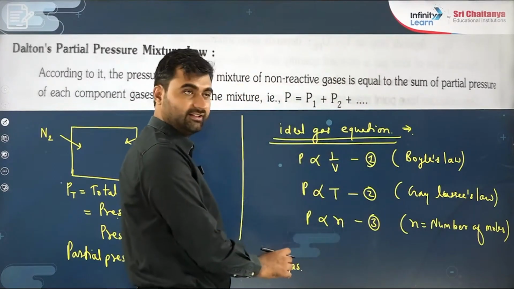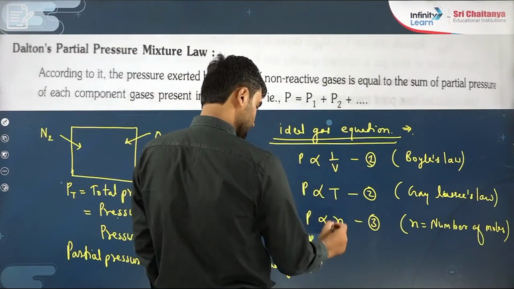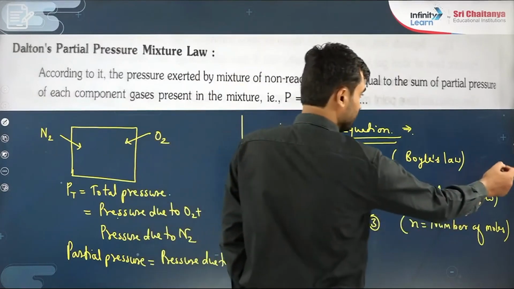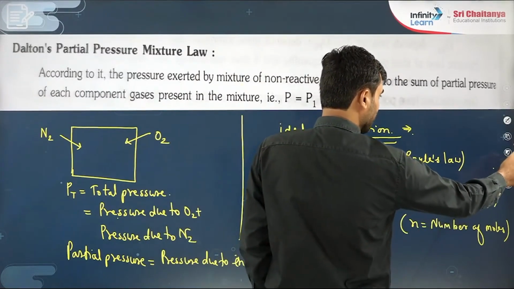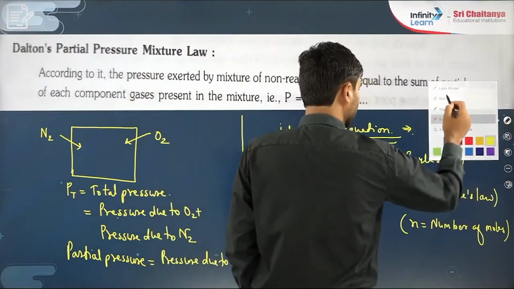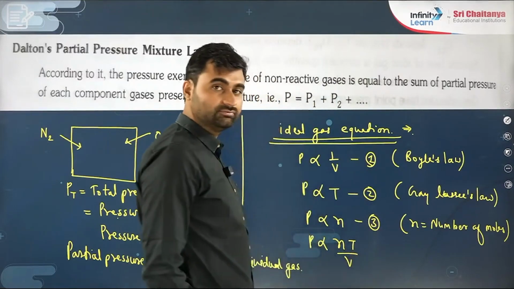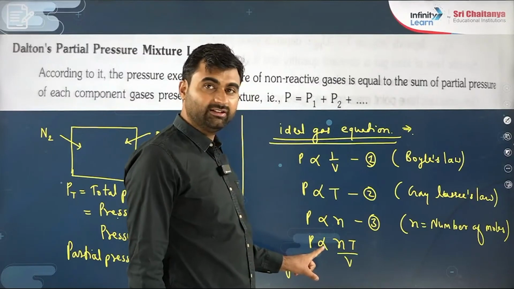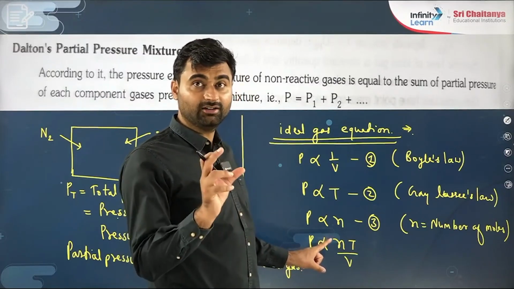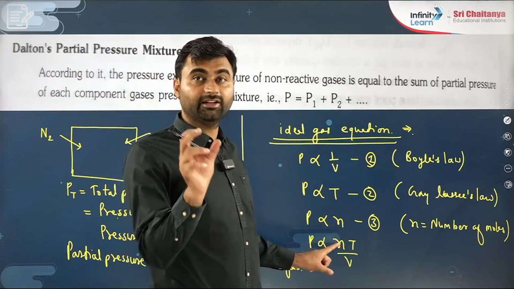If we combine these three, then pressure is proportional to T, and pressure is proportional to n and T, inversely proportional to volume. If we remove the proportional sign, then here also we need a constant. That constant is R. Here we will take C also, but we give this constant the name R.